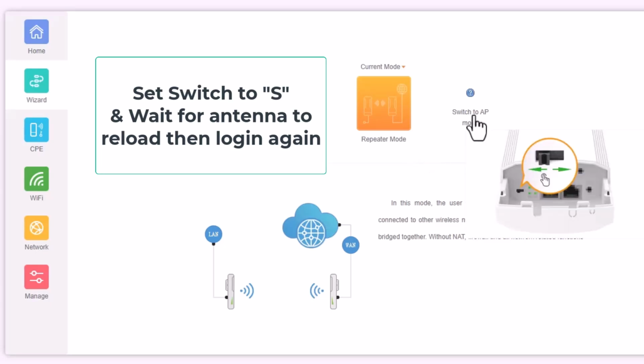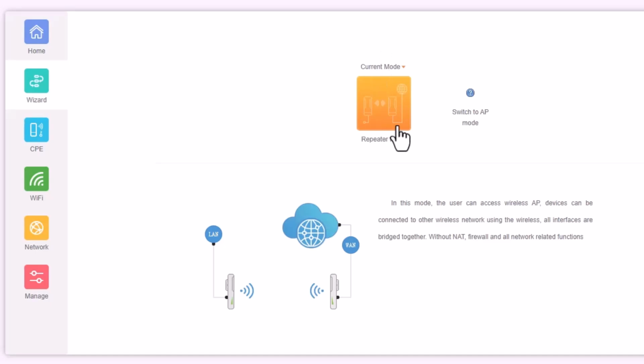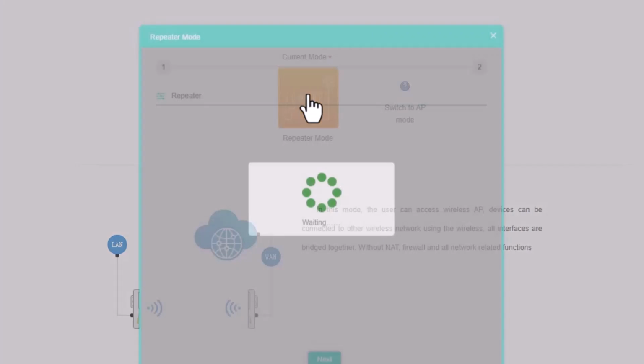Once you have that set to S, if you did that, it may take a minute or two for the antenna to reboot, but then just reload the page and then follow along. If you're already set to where it says right here, current mode, repeater mode, then you can just go ahead and select it.